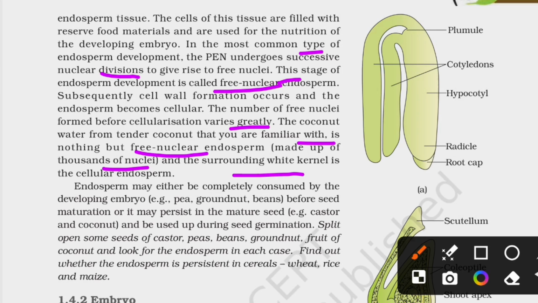Endosperm may either be completely consumed by the developing embryo before seed maturation, for example pea, groundnut, beans, or it may persist in the mature seeds, for example castor and coconut, and be used up during seed germination. Spread open some seeds of castor, pea, bean, groundnut, and the fruit of coconut, and look for the endosperm in each case. Find out whether the endosperm is persistent in cereals such as wheat, rice, and maize.